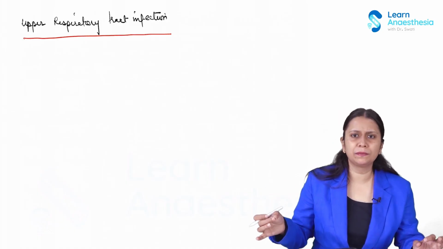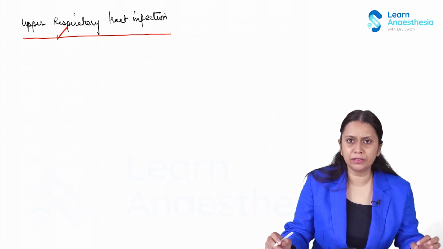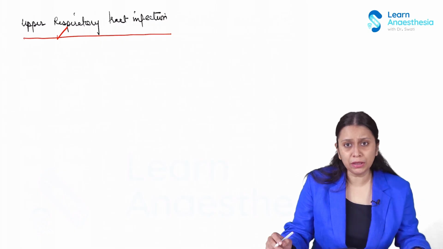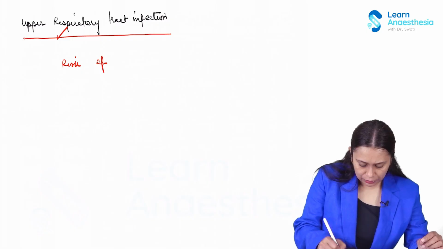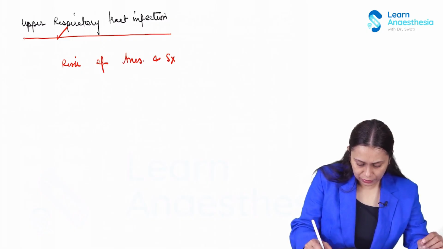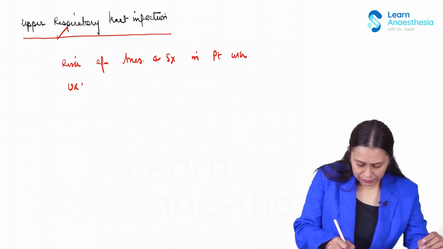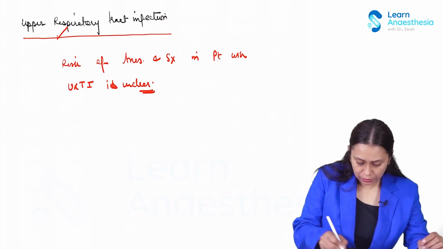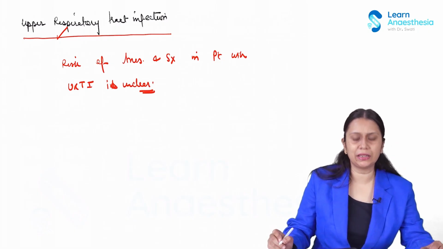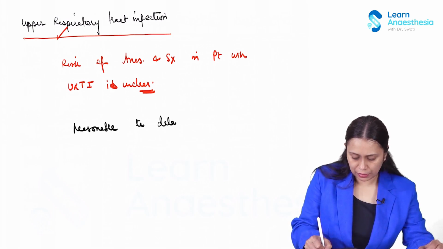But what is advisable is that if the patient has an active upper respiratory tract infection or a recent upper respiratory tract infection, then we should wait for the patient to return to the baseline, and the elective surgery should be postponed. So the risk of anesthesia and surgery in a patient with upper respiratory tract infection is unclear, but it is reasonable to delay elective surgery if there is an active infection.